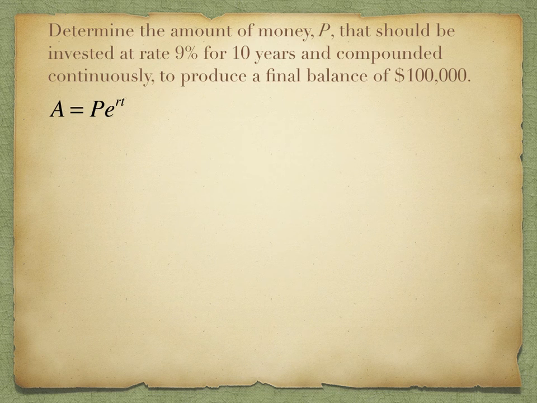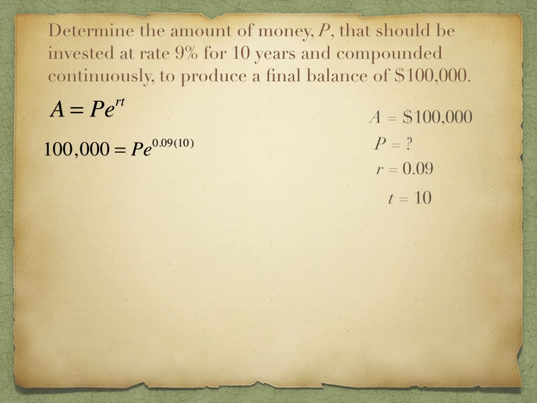This is our formula, and these are the variable values that we'll be using. A is the amount of money that we'd like to acquire. P is the principal that we need to invest. We'll write the interest rate in decimal form, 0.09, and T is 10 years. We'll substitute those values into the formula.